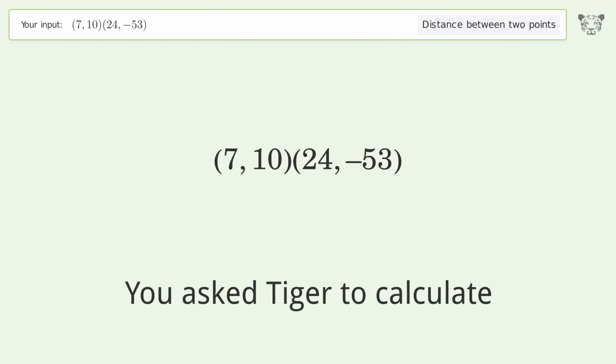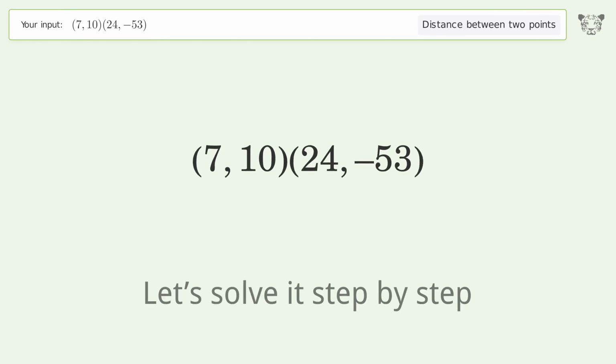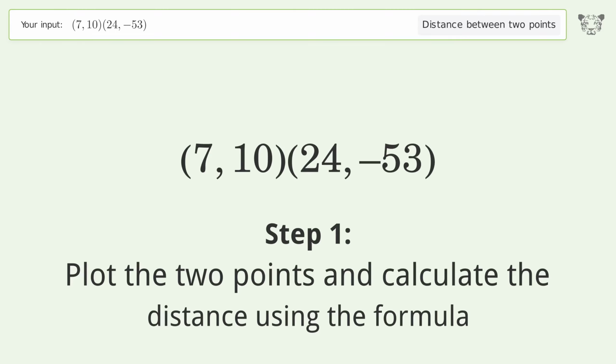You ask Tiger to calculate. This deals with the distance between 2 points. The distance between the 2 points is the square root of 4,258, or 65.253. Let's solve it step by step. Plot the 2 points and calculate the distance using the formula.